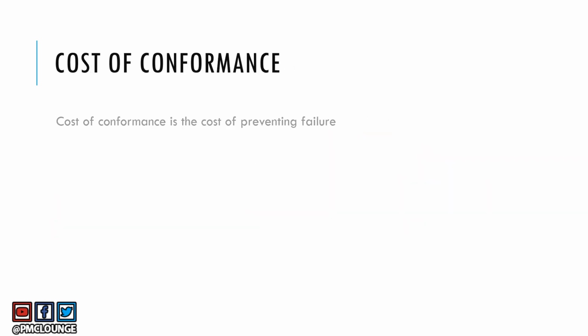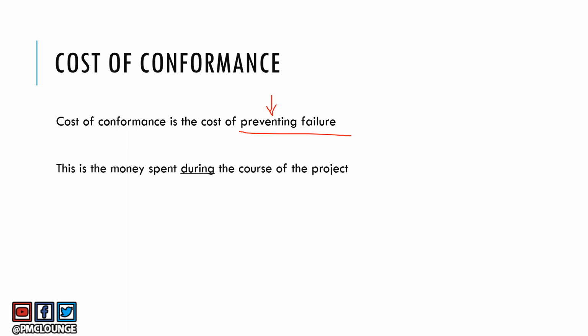So cost of conformance is basically the cost of preventing failure. Remember the word preventing. When you're preventing failure, it means that you are spending money on cost of conformance during the course of the project. You have not finished the project. During the course of the project itself, you are spending money to make sure that you prevent failure. That is precisely cost of conformance.